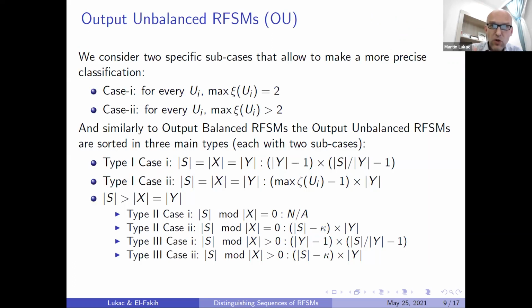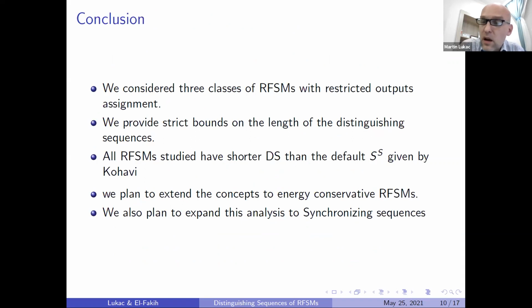Now in the paper we continue this analysis for output unbalanced finite state machines, and we find in general that most of these machines have a sequence much shorter than the exponential bound given by Kohavi for the general types of machine. And so we found that the bounds are relatively reasonable compared to arbitrary finite state machines, of course they have a restricted power. And because of this, we plan to extend our work to conservative RFSMs to see how they fare with distinguishing sequences.